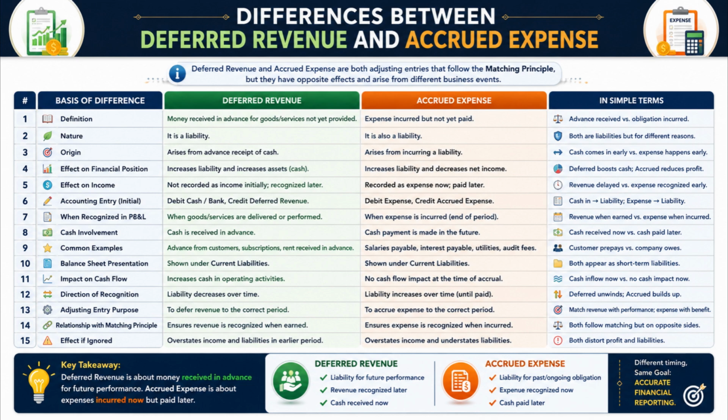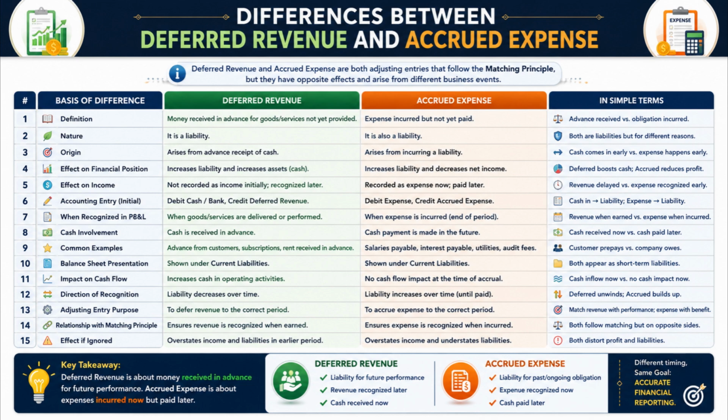Number 11. Deferred revenue increases operating cash flow because cash is already received, whereas accrued expense may have no immediate cash flow impact at the time of recording. Number 12. Deferred revenue liability decreases over time as revenue is earned, whereas accrued expense liability increases until the company settles the payment.